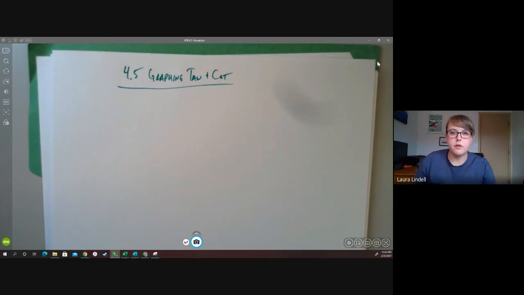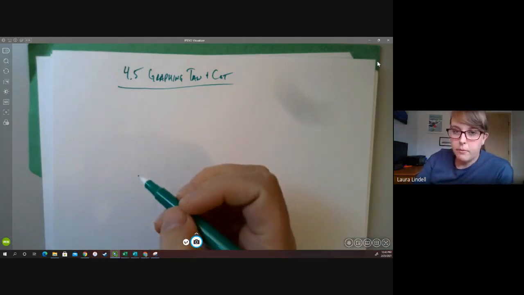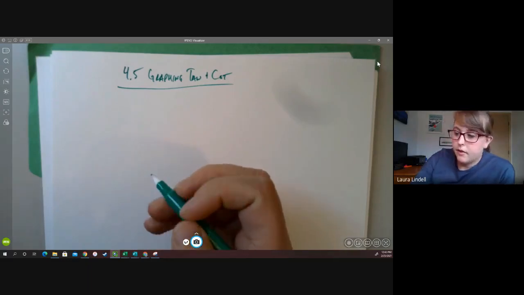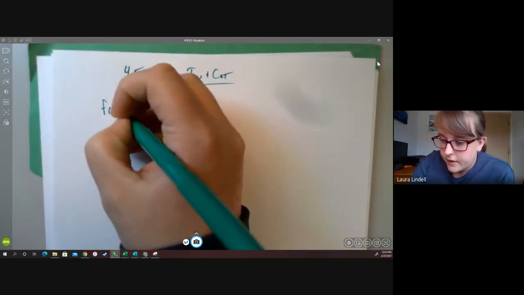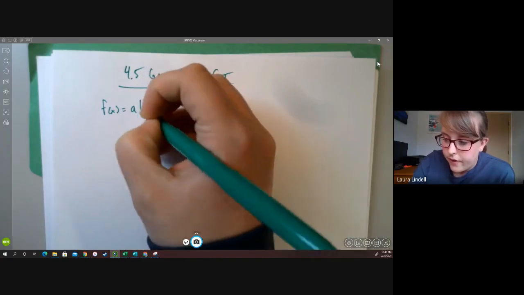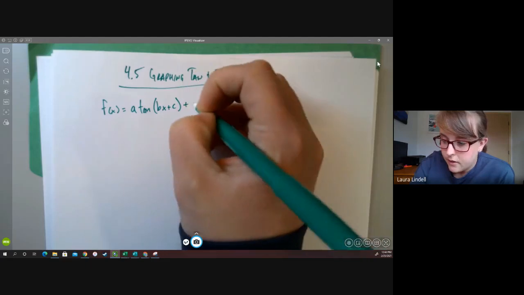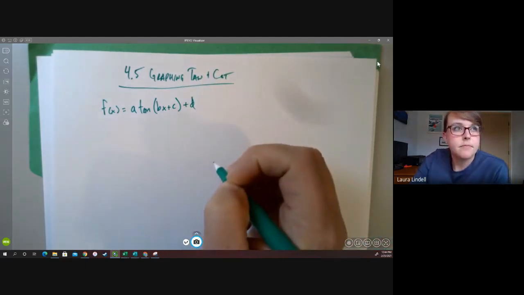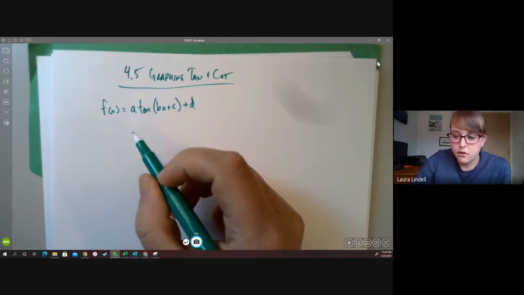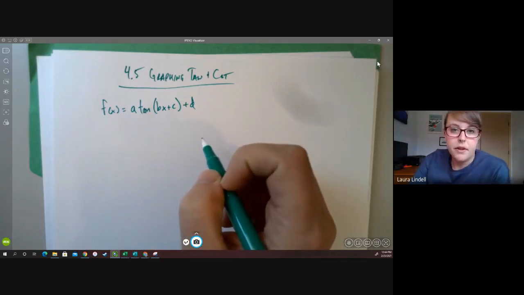Okay, so on our way into graphing tangent, we're going to have a similar general form to what we had with sine and cosine. So first of all, looking at f of x equals a tangent bx plus c plus d. So it's a very similar general form. A couple of things are different, though.